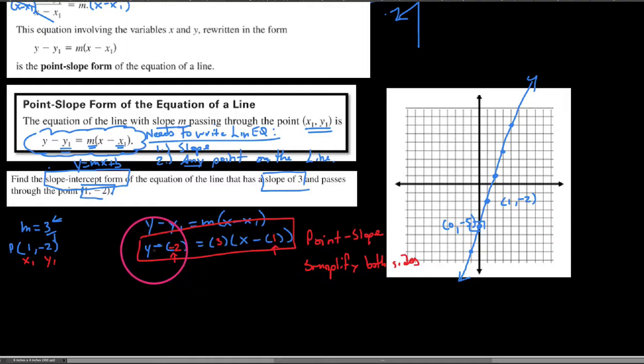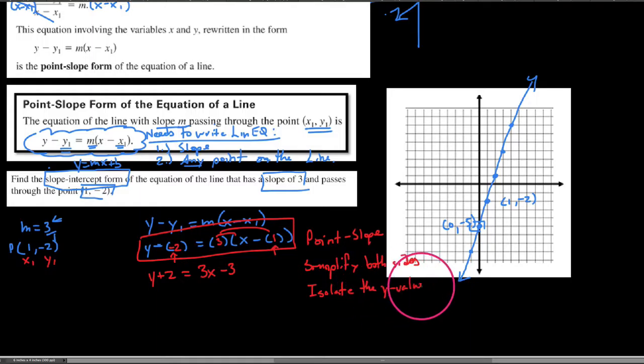Okay, so we'll start with this. We have y minus a negative 2, which is y plus positive 2. On the right side, we can distribute here. We have 3x minus 3. And then what we're going to do is isolate the y value. To isolate the y value, all we need to do is subtract this 2 here. And as we combine like terms, we get y equals 3x minus 5.